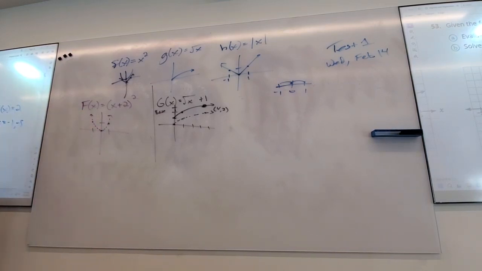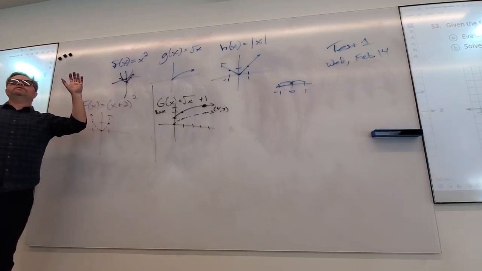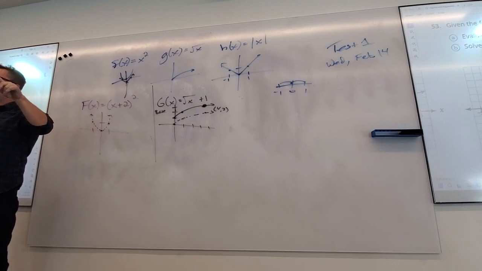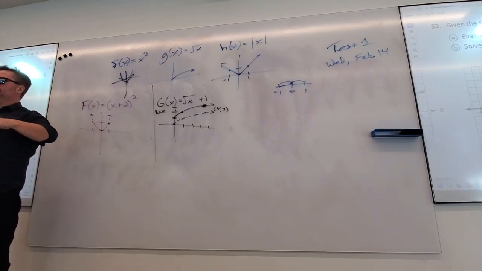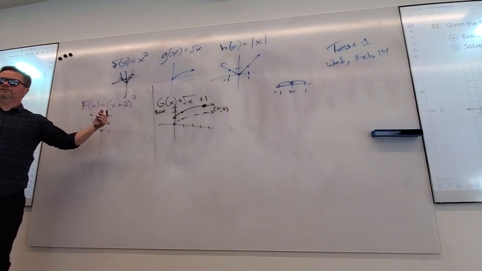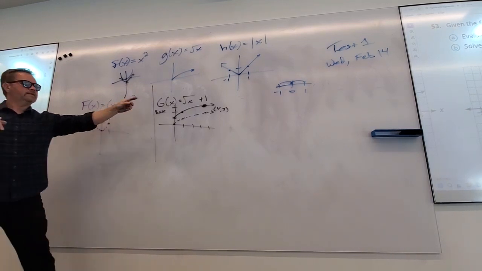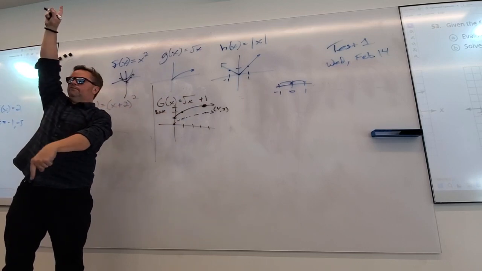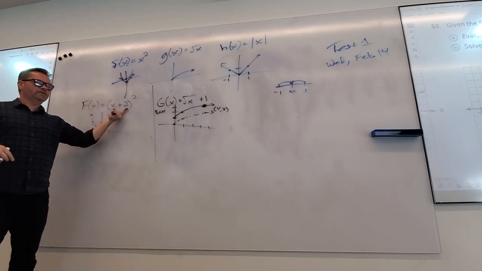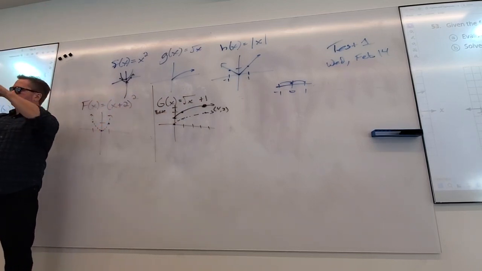Now the question is, how does this move, left or right? Do you see how the +2 is not affecting the outputs? Because what is it with? It's with the x, so it's affecting the inputs. When it's outside, it moves up or down. When it's in with the x, it moves left and right, because the x-axis goes left and right.